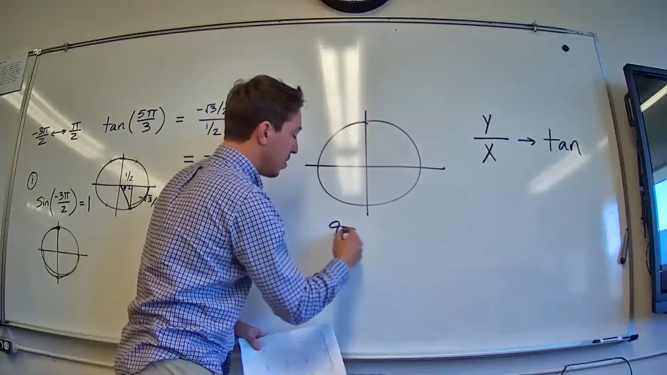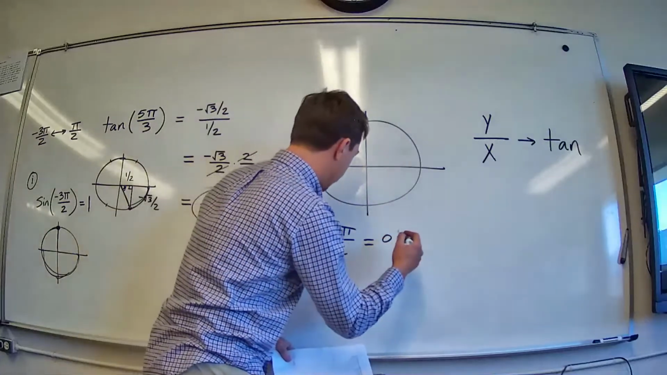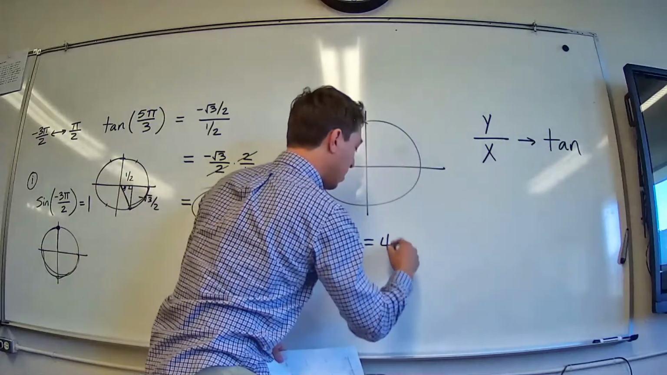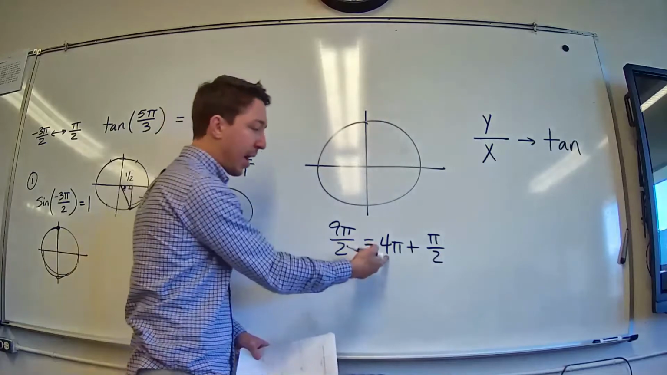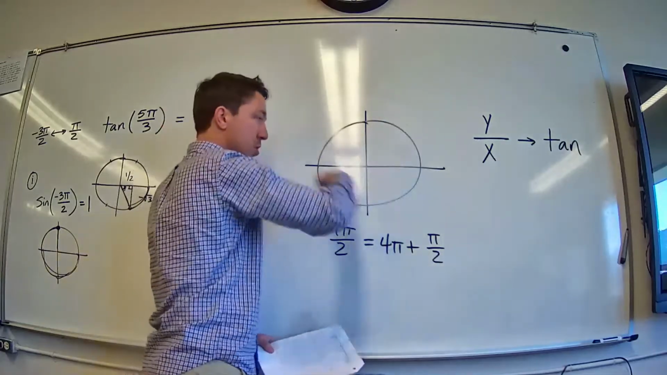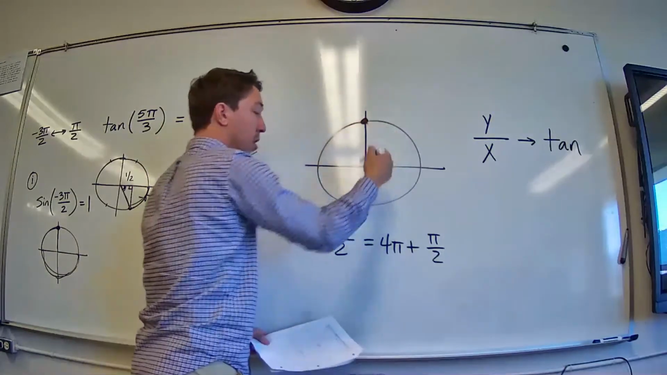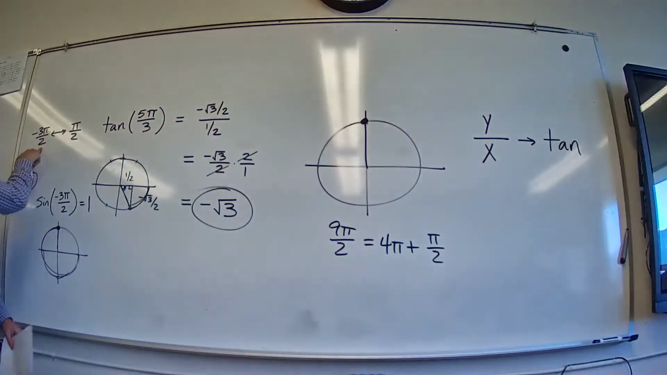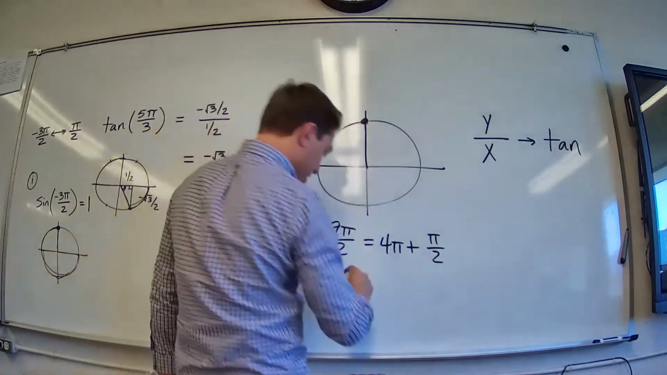So 9 pi over 2. Counting it off's okay, but you can be like, oh, isn't that just 4 pi plus an extra half a pi? And 4 pi just gets you back to where you started, right? 2 pi, 4 pi, plus an extra half pi. So, by the way, 9 pi over 2 is equivalent to negative 3 pi over 2. That's weird.